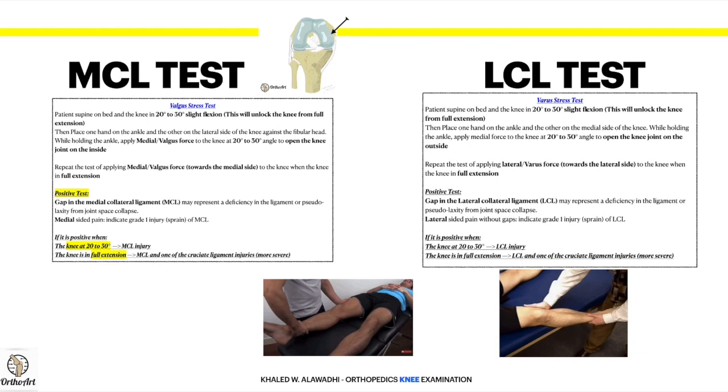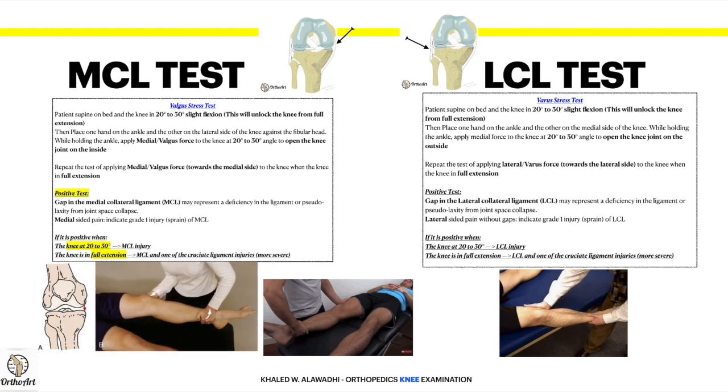So the ligaments involved: this is the medial collateral ligament shown by the arrow, and this is the lateral collateral ligament. And this is how the examiner applies a medial force to unlock the medial collateral ligament gap. Normally we don't have a gap. However, when you have a gap or pain, it means there is an injury to the MCL.